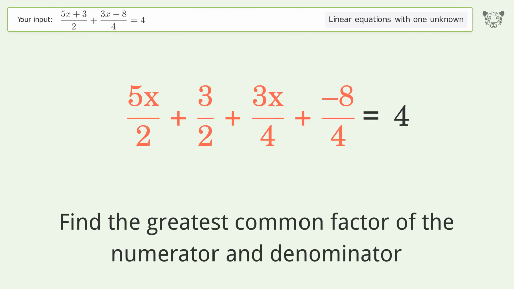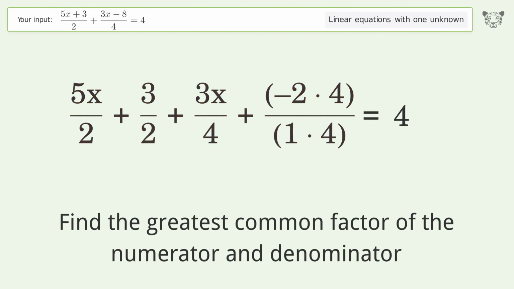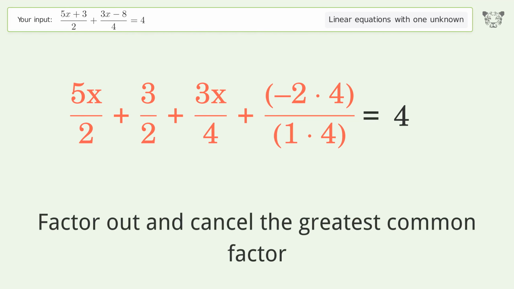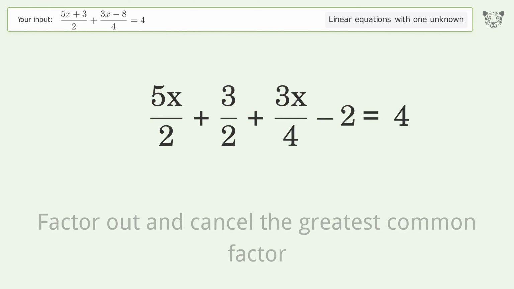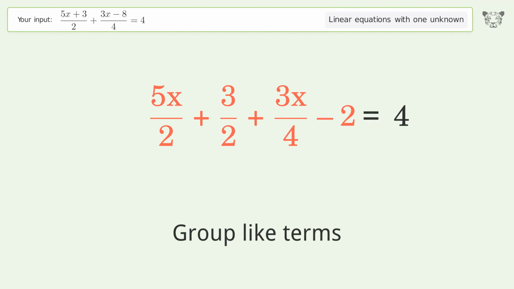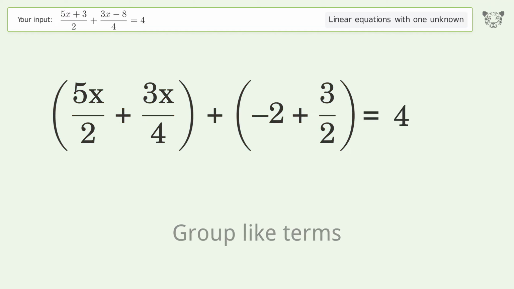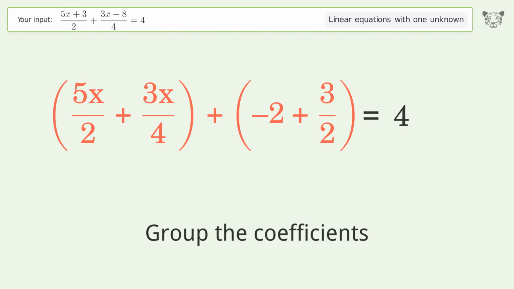Find the greatest common factor of the numerator and denominator. Factor out and cancel the greatest common factor. Group like terms. Group the coefficients.